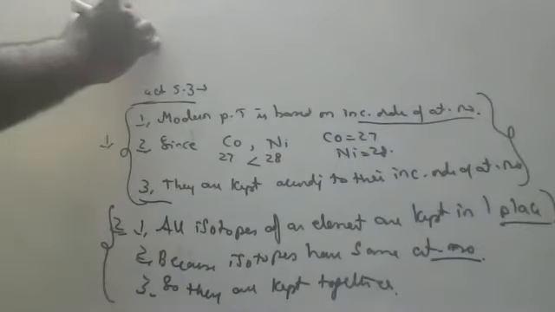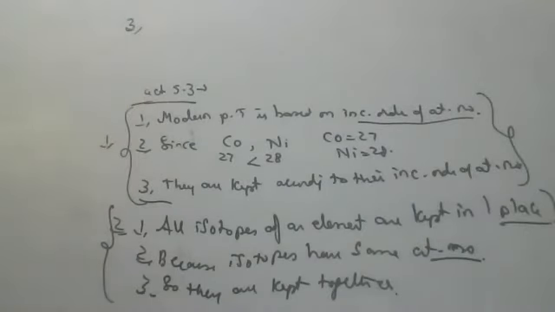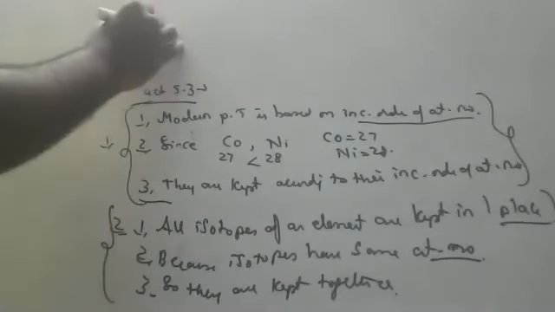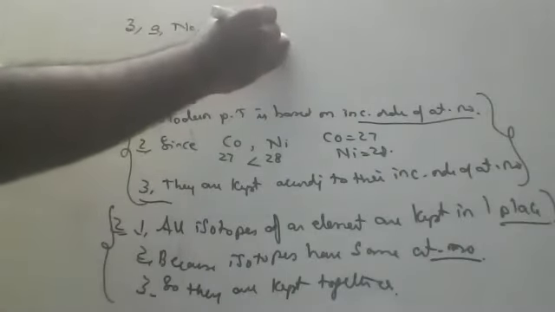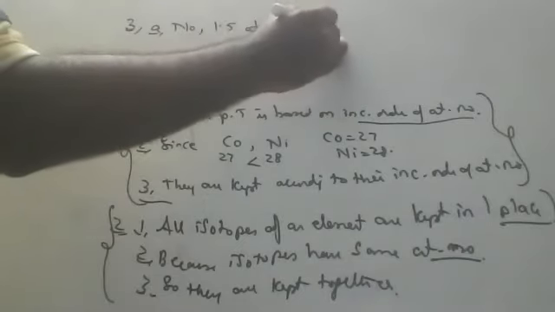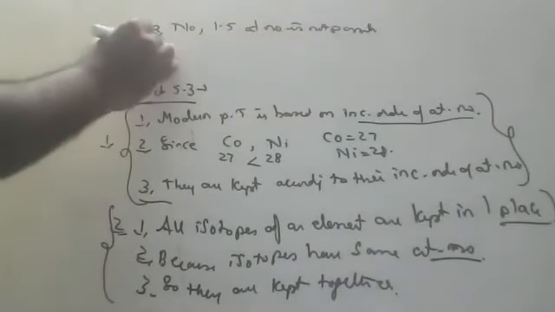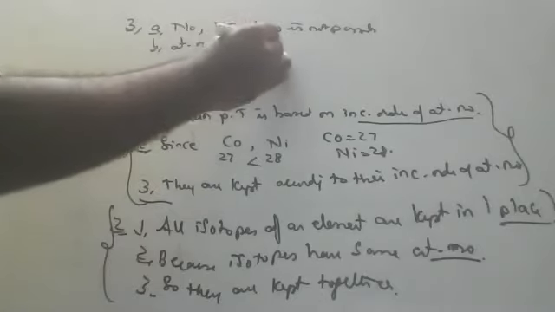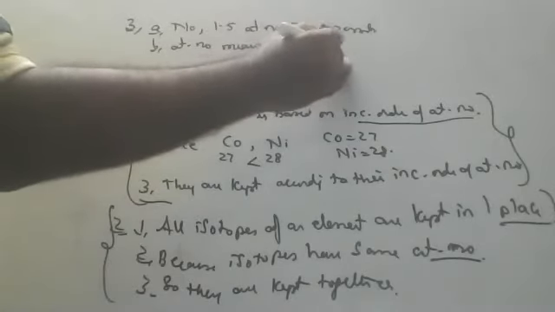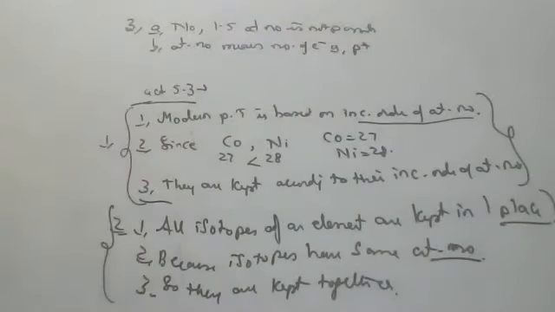Okay, third question. Is it possible to have an element with atomic number 1.5? Is it possible or no? No, an atomic number of 1.5 is not possible. Why is it not possible? Atomic number means number of electrons or protons. Please keep writing, children. Atomic number means number of electrons or protons.